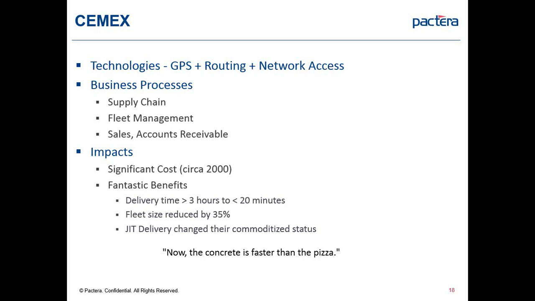And their just-in-time delivery model changed their commoditized status. So it wasn't just a load of cement delivered at whenever. It was, well, I can be there in 30 minutes, and I can meet your production schedule, and I can keep your project on track. And these are multi-million-dollar infrastructure build-outs that cost a lot of money. They took that model, and now CEMEX is one of the global leaders in cement supply, and that's across Asia, Europe, and the Americas. And at the time, their motto was, now the concrete is faster than the pizza. And that's pretty funny, because they were saying that they were better than Domino's.